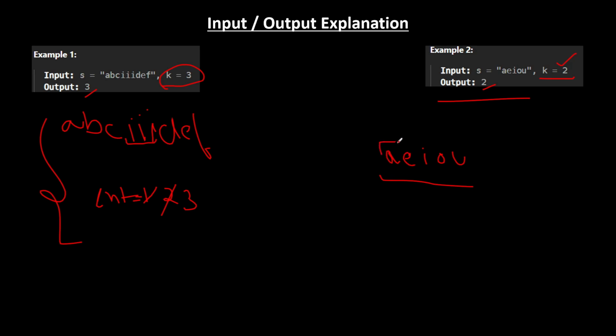Why? If we take this substring of length 2, we get 2 as the count of vowels. If we take this, we get 2 as the count of vowels. Even if we take this, we get 2 as the count of vowels. So it does not matter, since the complete string is made up of vowels itself, whatever the value of K will be, it will be the answer. That's why the output is 2 in this case. I hope you understood the input output explanation. Now let's move to the next slide.